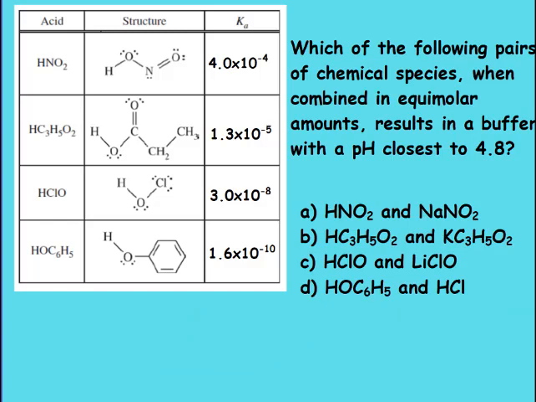Go ahead and pause the video and try this one about which acid we would use to create a buffer closest to 4.8. Restart when you're done. Well, of these acids, this one has a pKa closest to 4.8. So this one's around 4.8, so I would want to use that acid and its conjugate, giving me B. Potassium is a spectator, so that part didn't really matter. I just needed that acid and its conjugate.